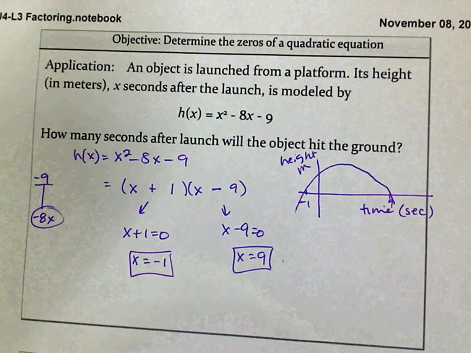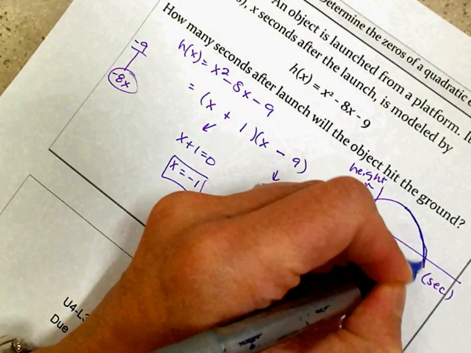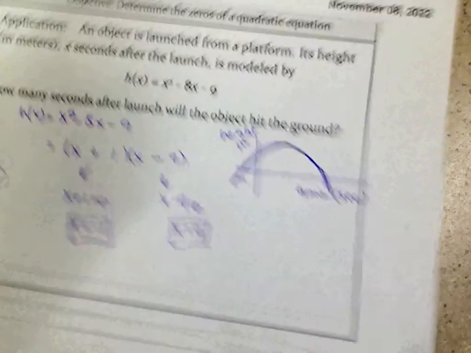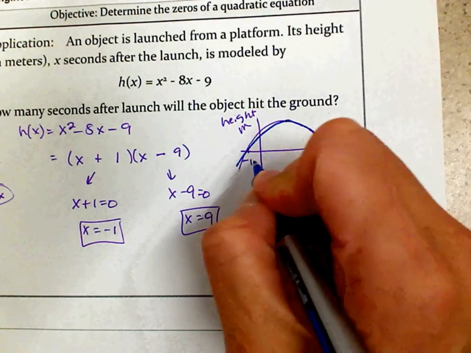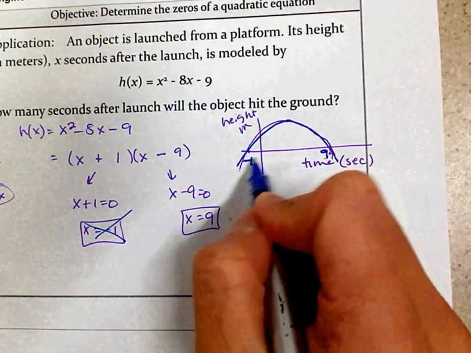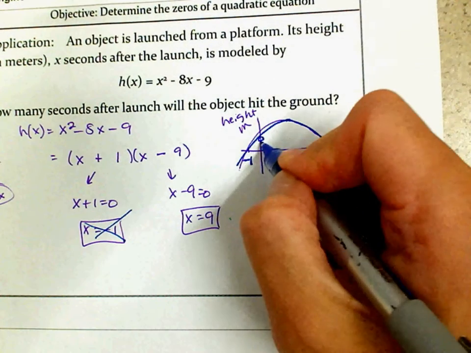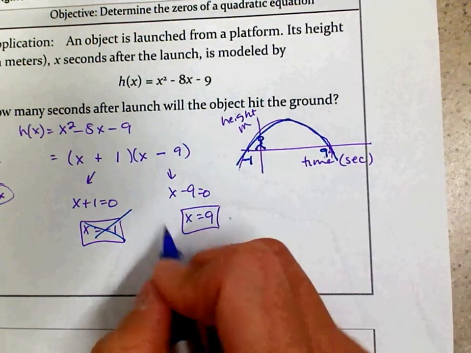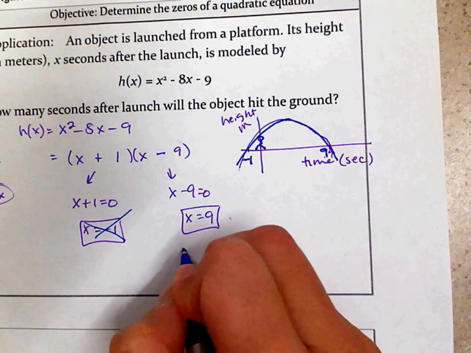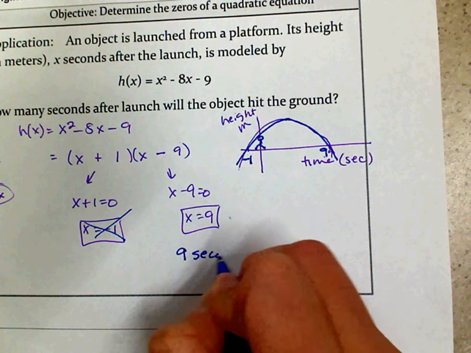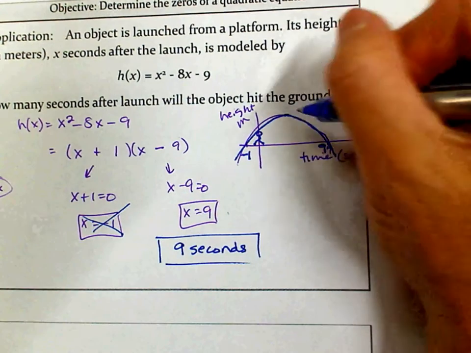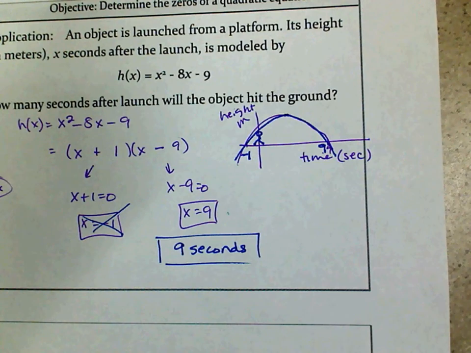Let me do it better. So there's my height. Now, which one is the correct answer? Negative 1 or 9 or both? Well, this one can't be because you're not throwing something here. You're going to start throwing it right here. So the answer to how many seconds after the launch will the object hit the ground is 9 seconds. And your axis of symmetry is going to be the maximum height right here.